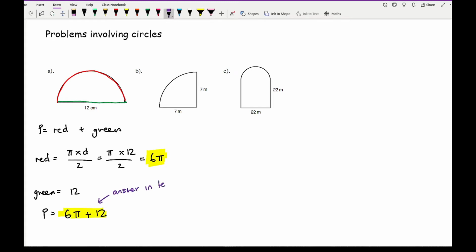So this is the answer in terms of pi. And again, I just need to make sure I'm writing the units, which is centimeters. And again, if I want to put that in brackets, then that's absolutely fine.